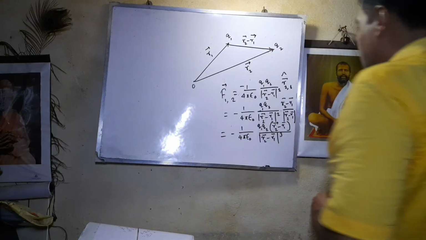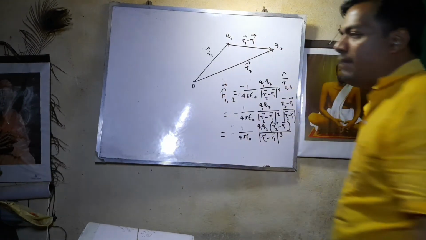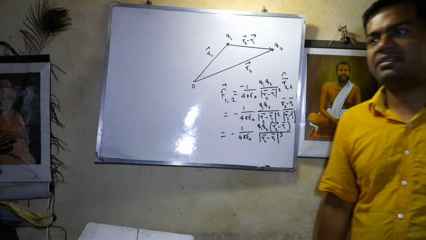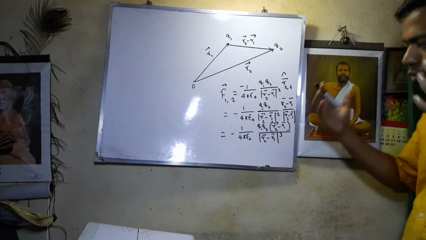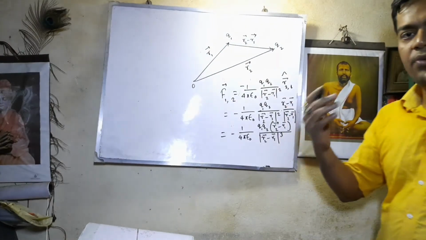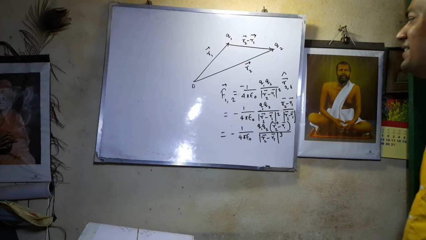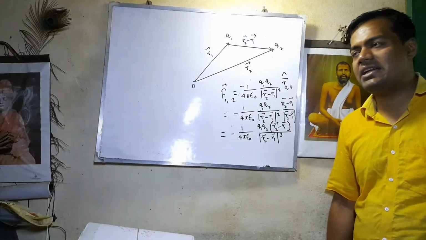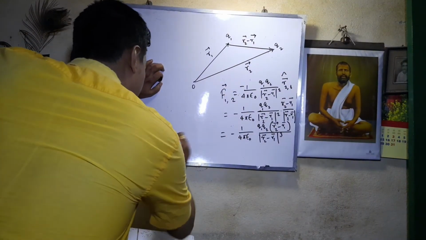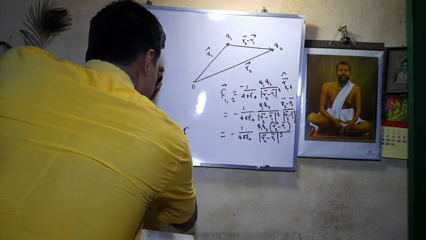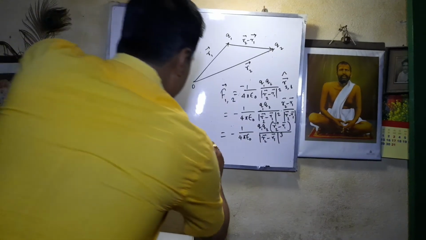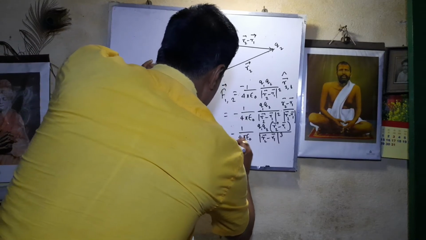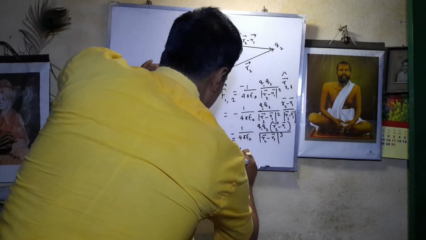Now, under this situation, if the mass of the first charge is m1 and the mass of the second charge is m2, and both charges can move only under the force of electrostatic attraction or repulsion, that is, electrostatic interaction, then the acceleration of the first charge will be a1, that is F by m1. Similarly, the acceleration of the second charge is F by m2.